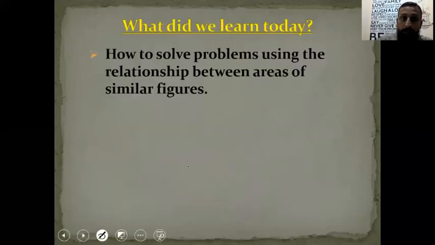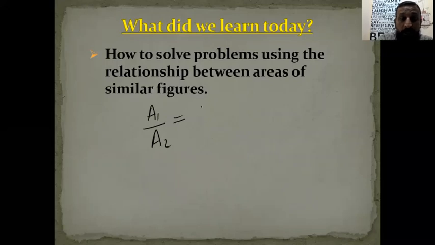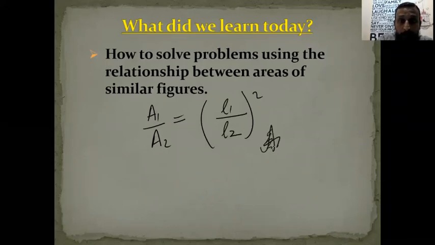So my dear students, this is the end of the class today. What we have learned is how to solve problems using the relationship between areas and similar figures. And again, we have simply used the concept that the ratio of areas of two similar figures equals the square of the ratio of their corresponding lengths. Hope you have learned this formula by now.